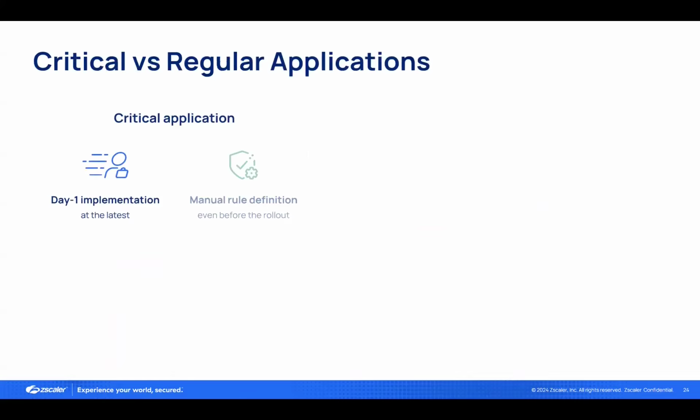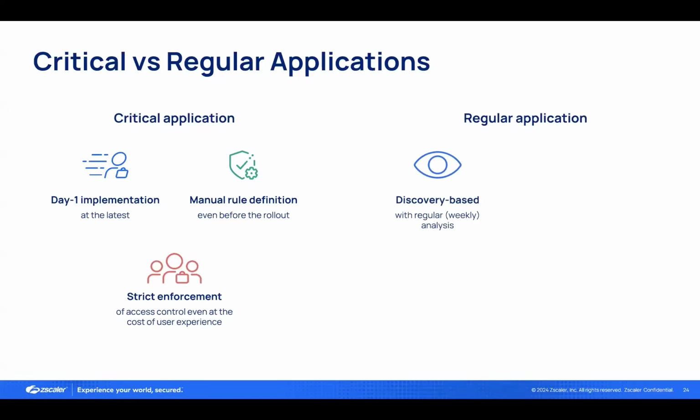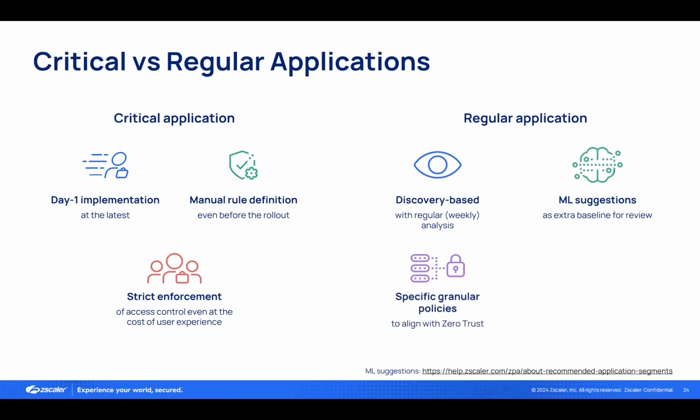One thing we should understand is the difference between critical and regular applications. Business critical applications should be defined in their own application segments as soon as possible, ideally on day one. These critical business applications will for the most part be known. This will allow you to define application segments and access policy manually for these applications. Strict enforcement of access control should be in place, even at the cost of user experience, in order to protect your business critical applications.